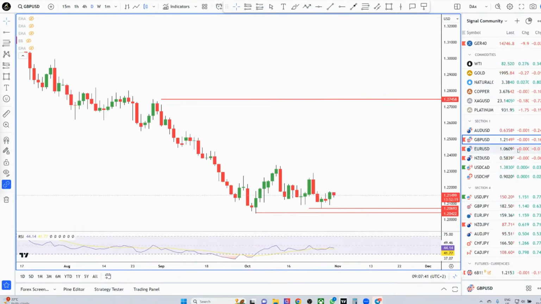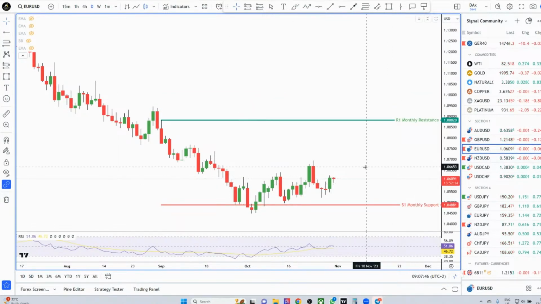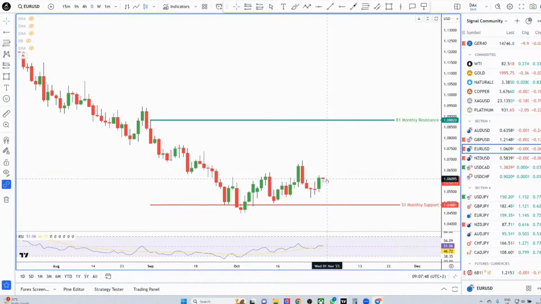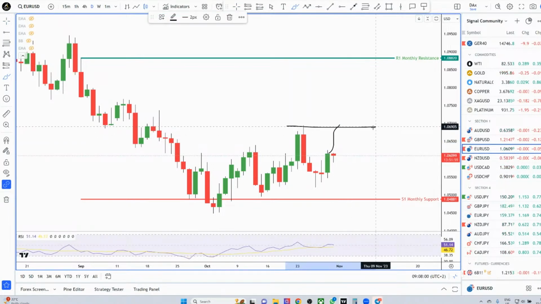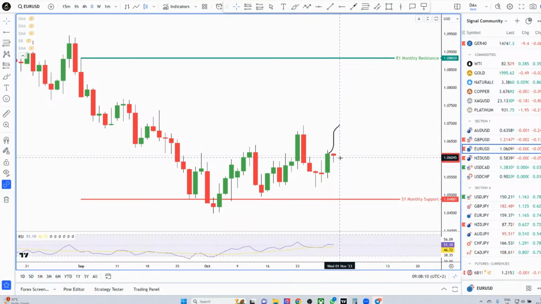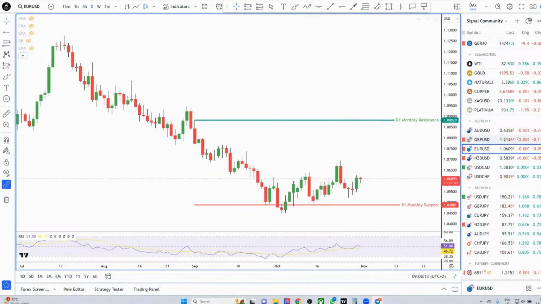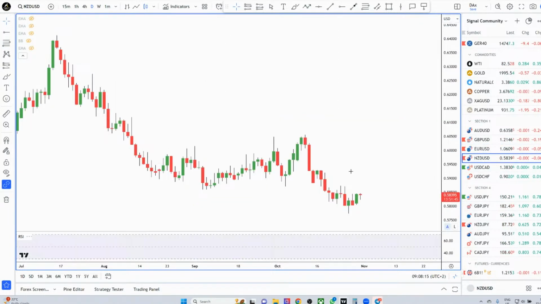So that's pretty much for the Great British Pound. Then the Euro also strengthened yesterday. And if the buyers will be around, we do expect the price to move and tap at this area of resistance here. So again, intraday, I'm still bullish on the pound and on the euro.